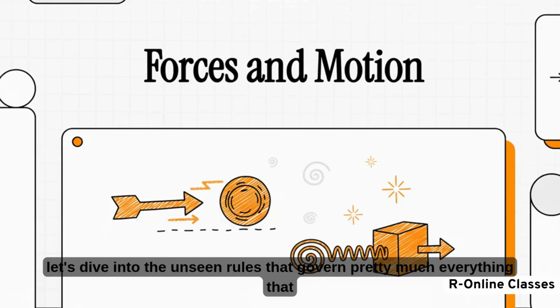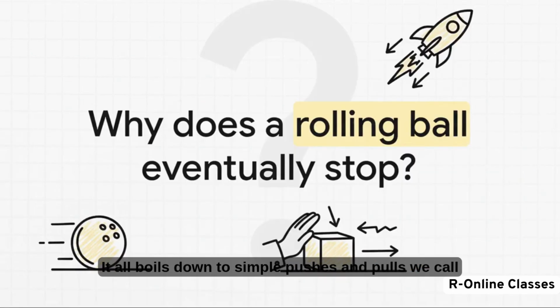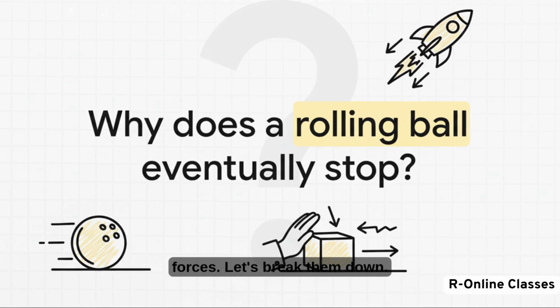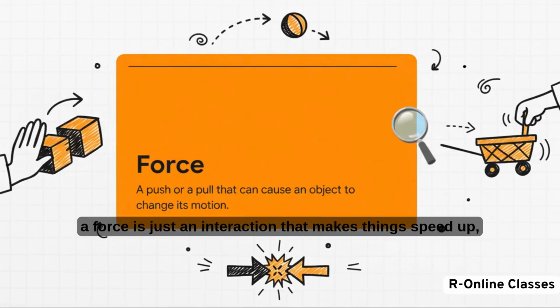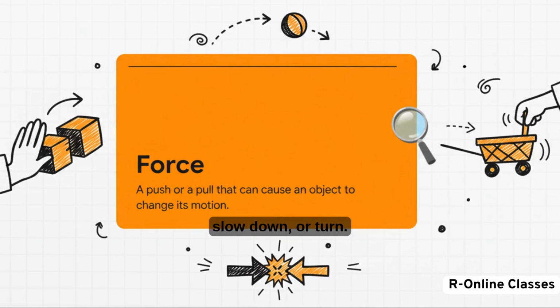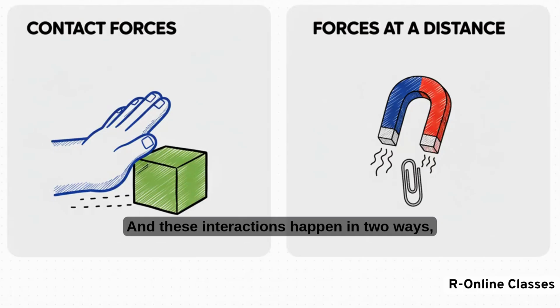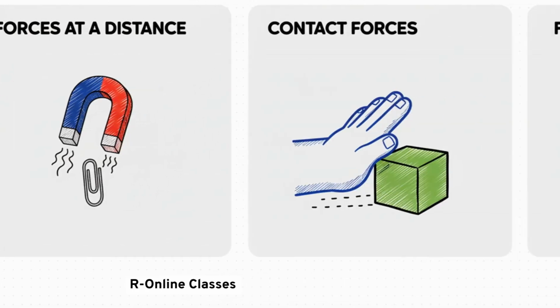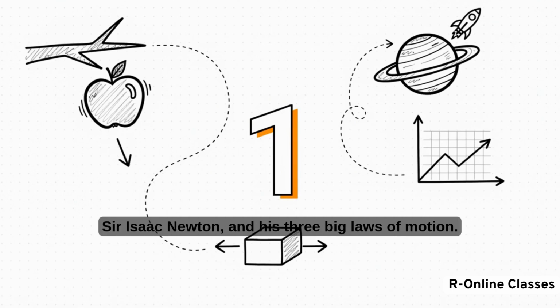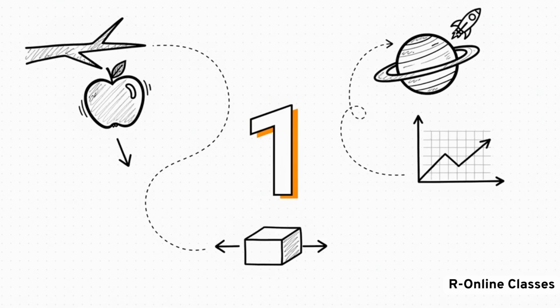All right, let's dive into the unseen rules that govern pretty much everything that moves in our world. It all boils down to simple pushes and pulls we call forces. Let's break them down. So basically, a force is just an interaction that makes things speed up, slow down, or turn. And these interactions happen in two ways, either by direct contact or through, well, an invisible field. This brings us to the man himself, Sir Isaac Newton, and his three big laws of motion.